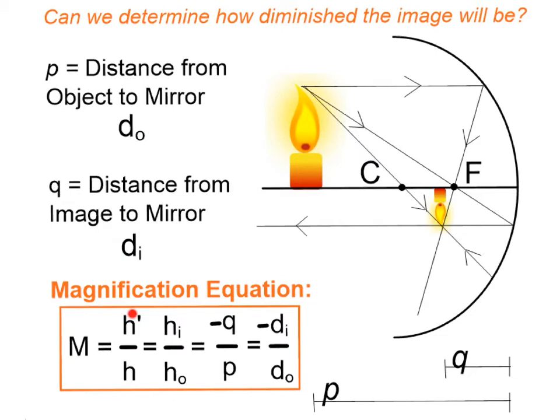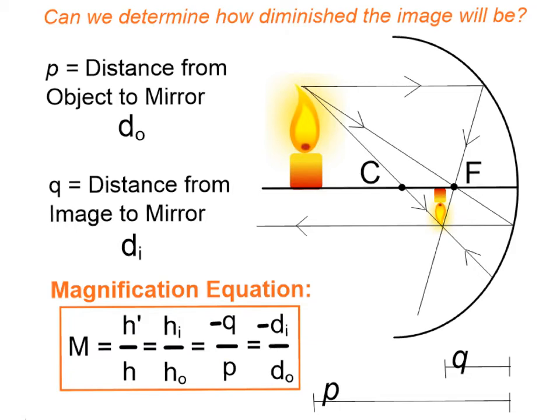Here's our magnification equation. So magnification is going to equal the height of the image divided by the height of the object. We can also write the magnification equation in terms of p and q. We can have the negative distance from the image to the mirror divided by the distance from the object to the mirror. Now, what does this m tell us?